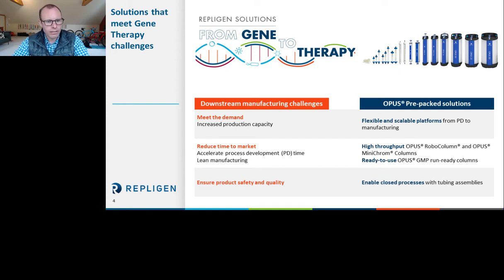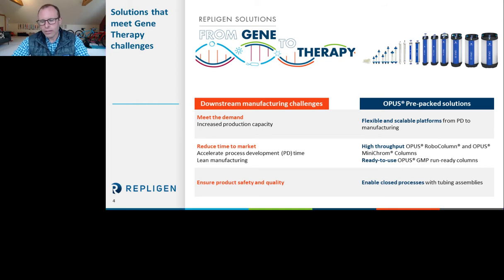And we see some common manufacturing challenges, which are listed here on the slide in gene therapy when working with our customers. These can be meeting the demand from upstream bioprocessing. With the low binding capacities that we typically see in gene therapy applications on the capture step, meeting the demand is sometimes a critical challenge. Reducing time to market, this can be accelerating what comes in early stage development, how fast can we then get it into the clinic? And then ensuring product quality and safety.